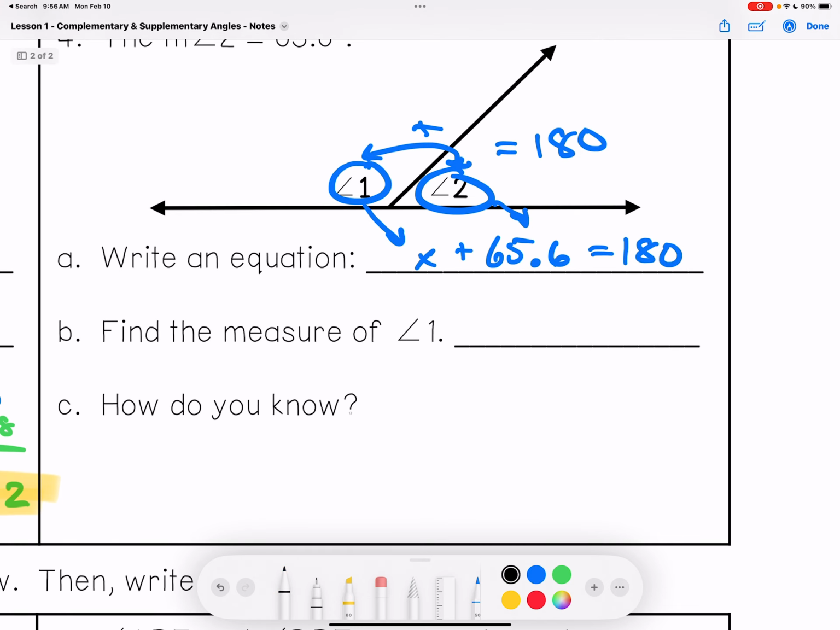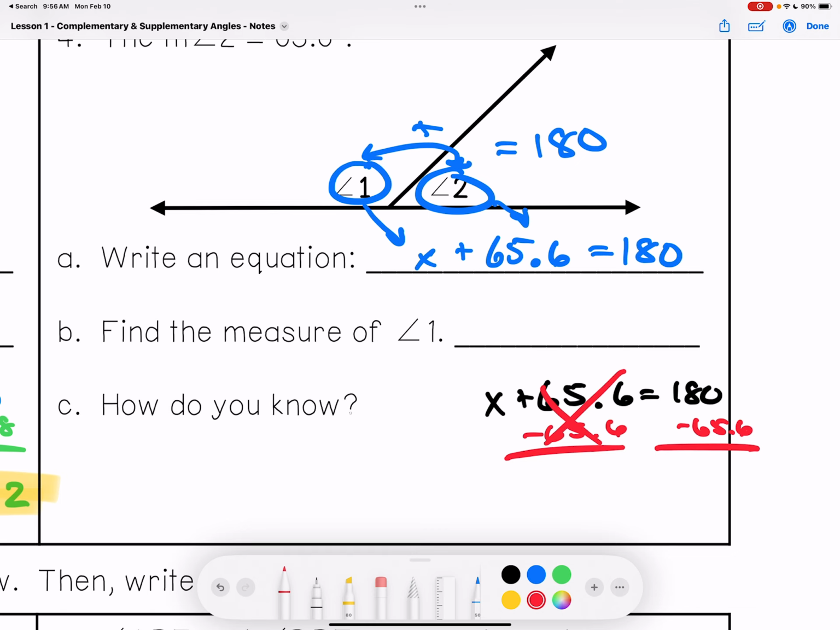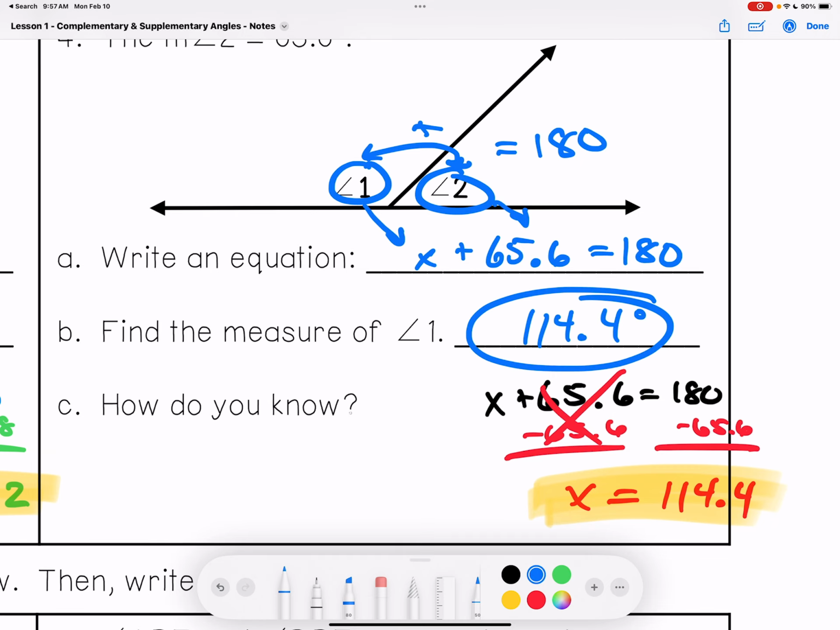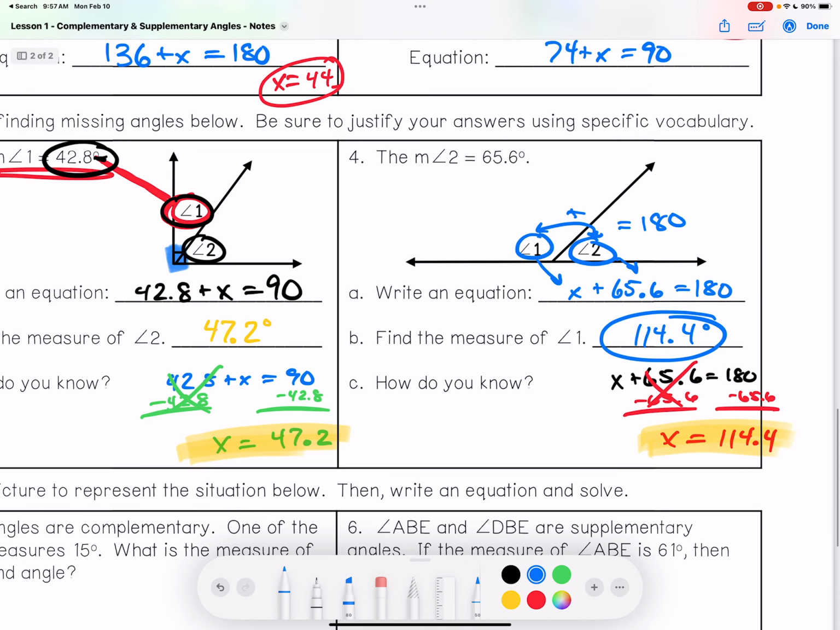Now I'm just going to go down here and work it out. Subtract 65.6 from both sides. Left with x equals 114.4, which is your answer. Now go back up here and write it down. Make sure you put the degree sign. And as always, circle your answer.